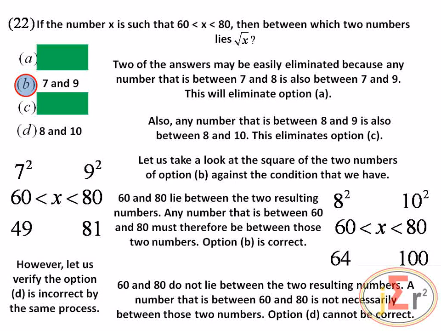So x is between 60 and 80. Therefore, we are sure in this particular case that x is between 49 and 81. That's correct. But in this particular case, 60 is not between 64 and 100. Therefore, we are sure that option D cannot be correct.